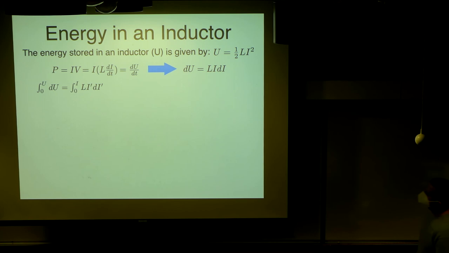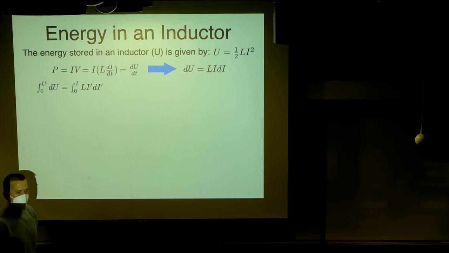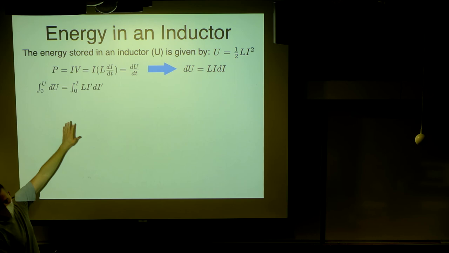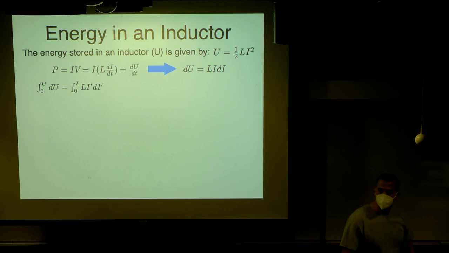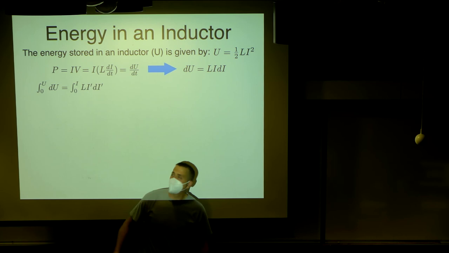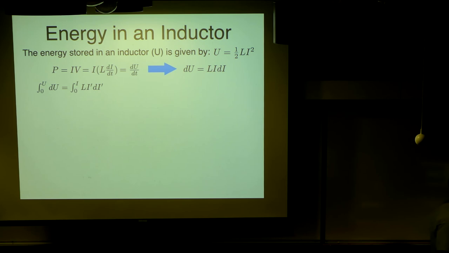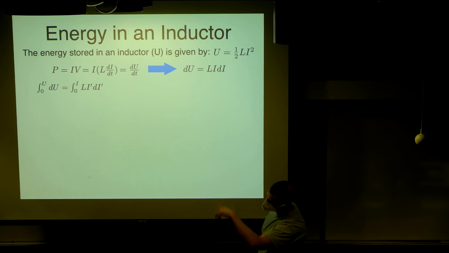Integrate both sides of that equation. We have du, we're going to integrate that from zero to U. So in other words, from zero energy stored out to some final energy stored. On the other side, we're going to go from zero, no current going through the inductor, all the way out to I, which is whatever our final value of the current is. And what we're integrating on that side is L times I' times dI'. I'm just putting little primes on that so we don't confuse the integration variable with the top limit, okay? So, and somebody tell me on the right side, L is just a constant, so that can be pulled out. How does this thing integrate if I just have I?